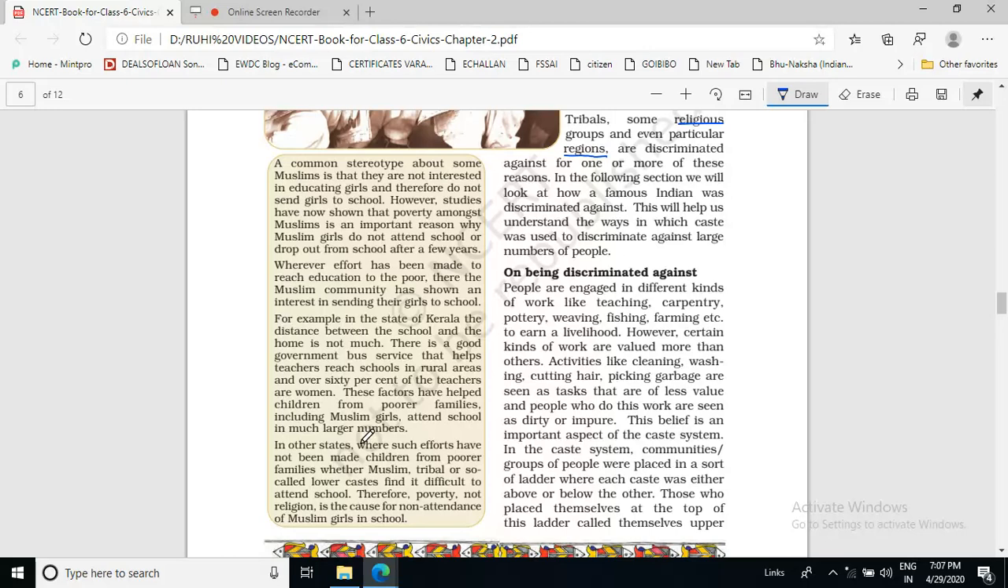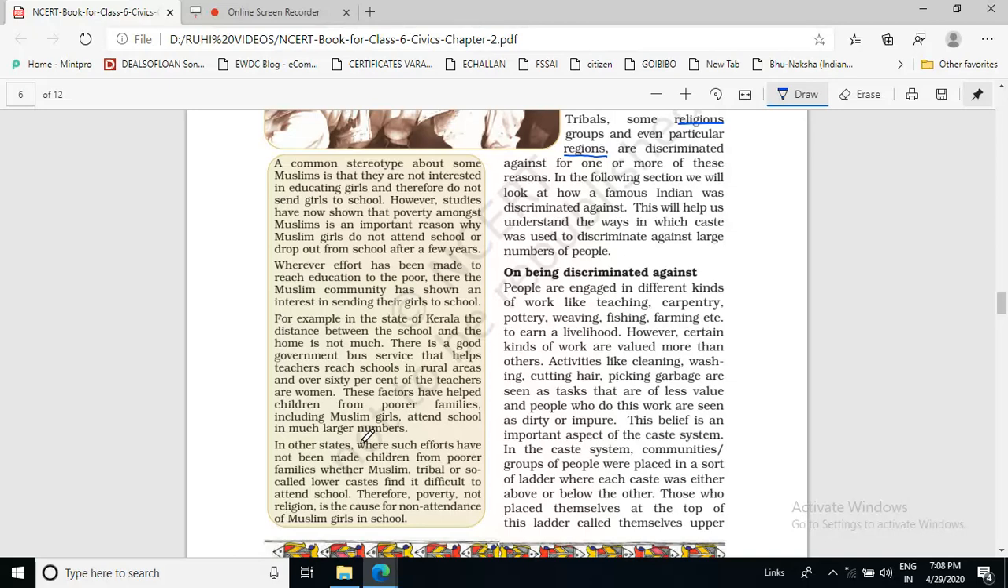And in other states, we find that government has not made such attempts. And because of this, people belonging to the poorer sections, be it Muslim, tribal or so-called lower caste, none of them want to send their daughters to attend a school which is situated at a far away place. The first thing is insecurity, then there will be a monetary problem also. They have to spend some money on transportation also. That will also be a cause of trouble. So, poverty is the reason for not sending girls to school.